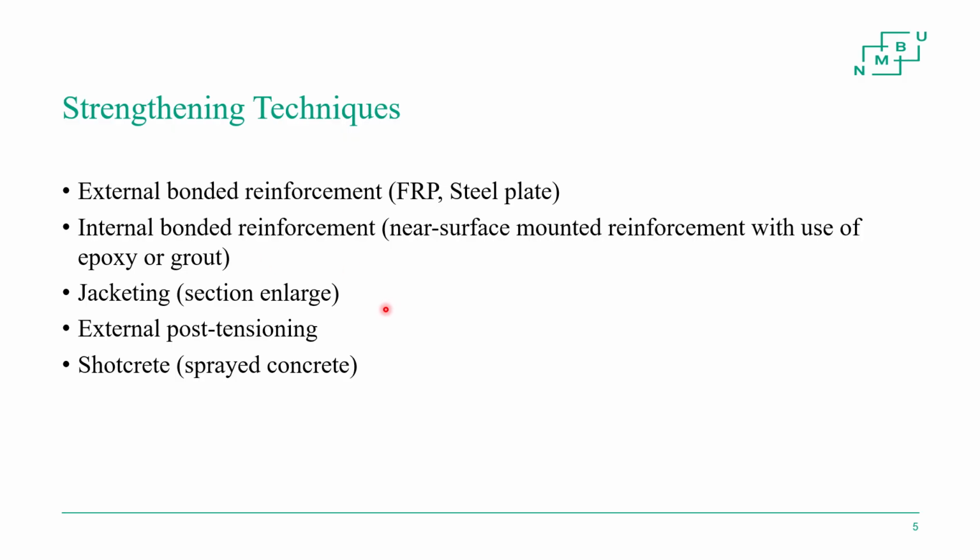reinforcement. We can also use jacketing. So this is basically enlargement of the cross section of the element. External post-tensioning and shotcrete. So this is basically sprayed concrete on the outer surface of the existing element that we need to strengthen.